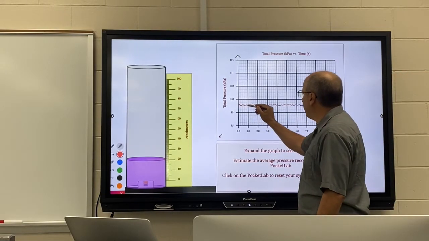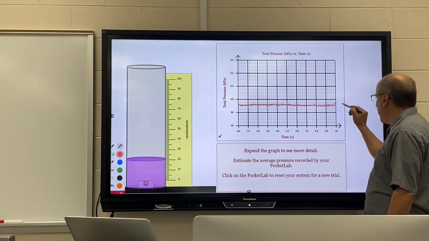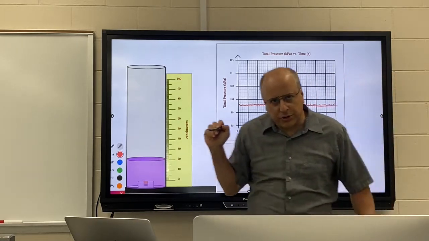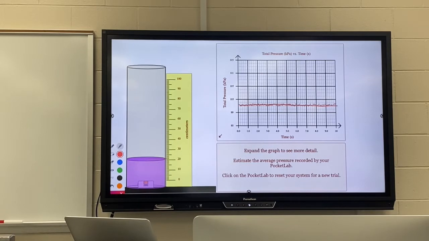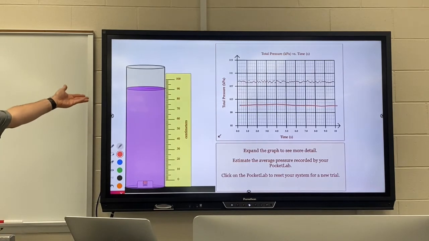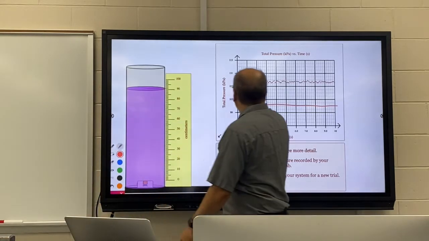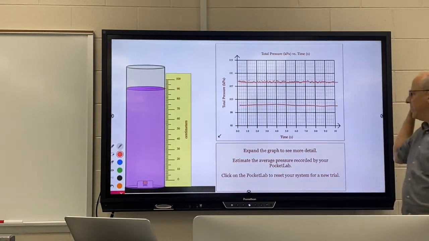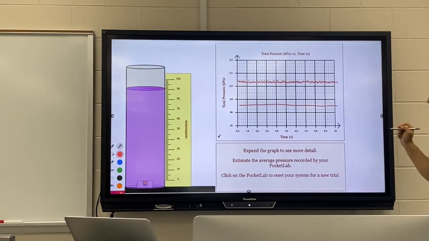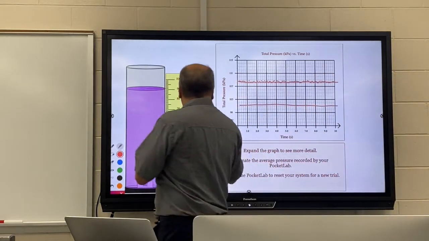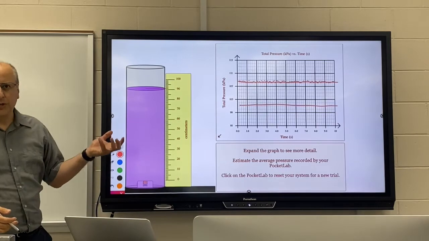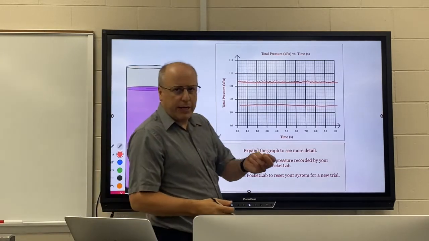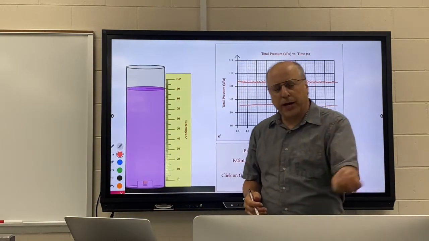We let it run for about 10 seconds, and we got our average pressure at that location over those 10 seconds. We then added a different amount of water, this time a lot more water, and we could see that the pressure rose significantly from where we started. So right away we could see that greater depth gives us greater pressure. That's a key idea. Greater depth gives us greater pressure.